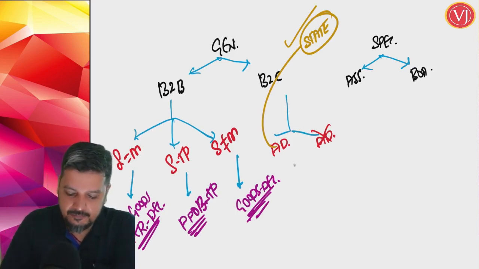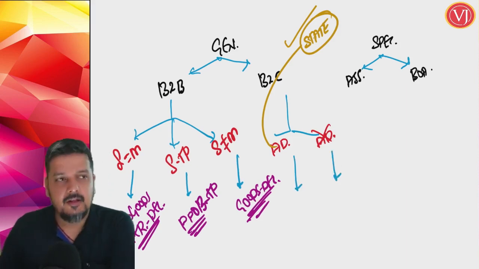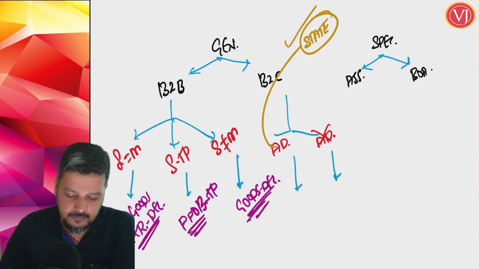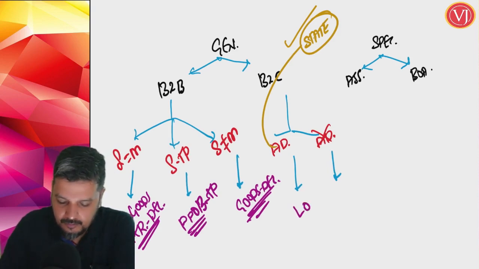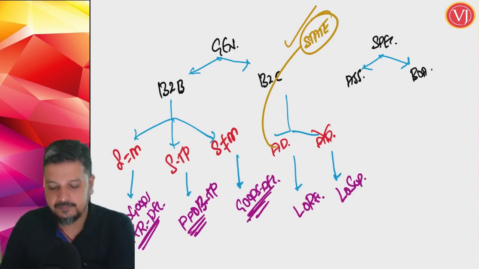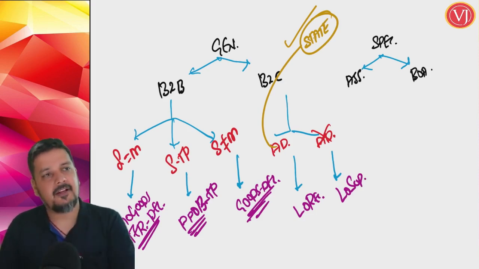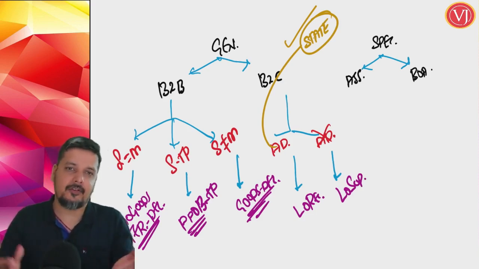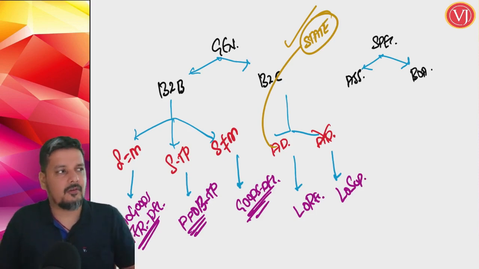B2C transaction. Recipient address is known: it is the location of recipient. Recipient address is not known: location of supplier. If recipient address is known, location of recipient. If it is not known, your own location, the location of supplier.